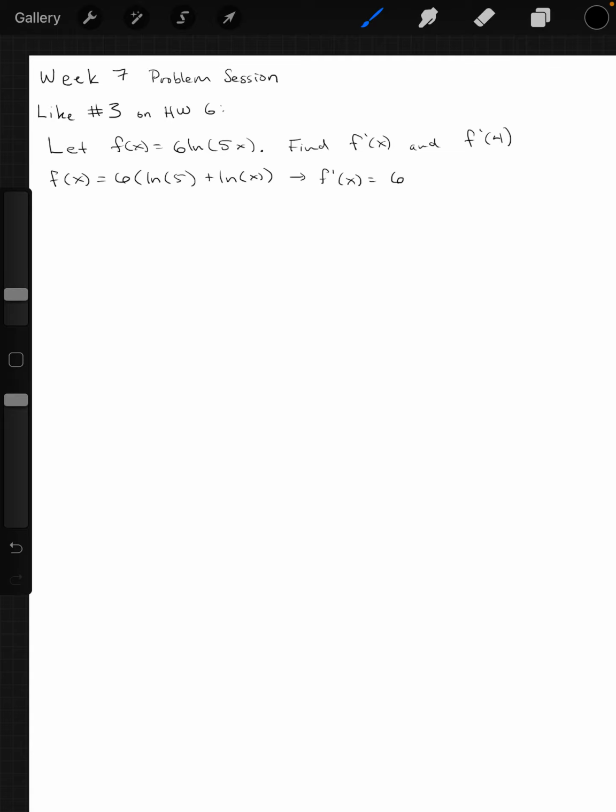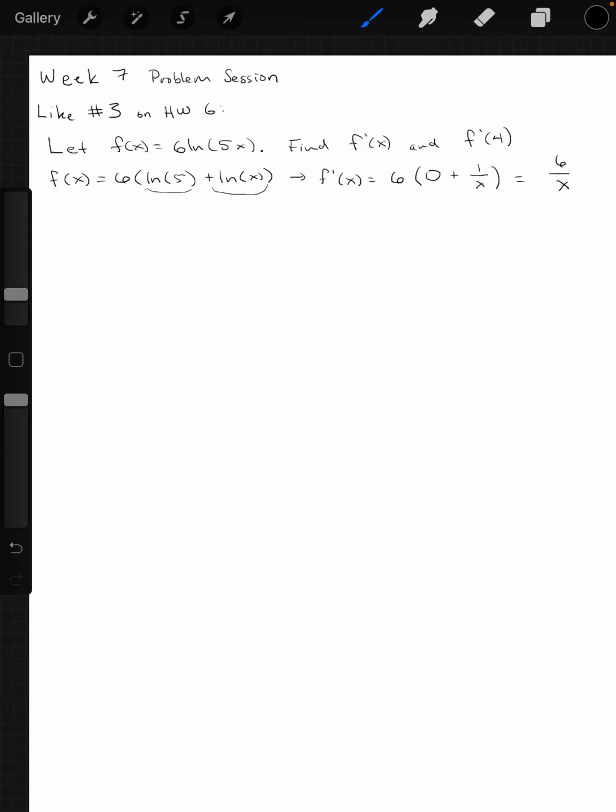right, we pull the 6 out front using the constant multiple rule. The derivative of a constant is just 0. And the derivative of ln of x, we learned in one of these sections, is 1 over x. So that becomes 6 over x.